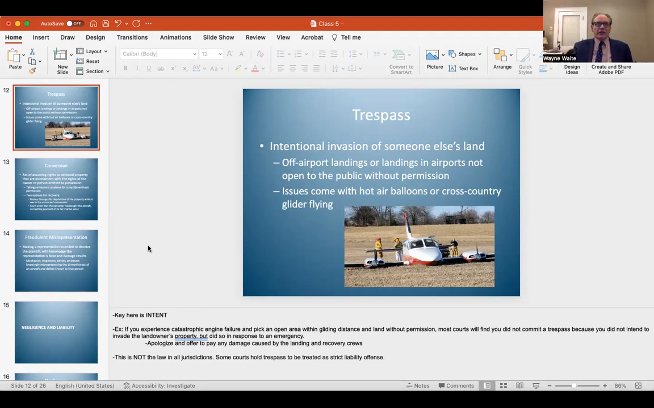You know, the key there is to apologize, to take the high road, offer to pay for any damage, notify your insurance company, and the insurance company may pay for damage caused by the landing and recovery crews. You know, this is not the law in all jurisdictions, I should point out, and some courts will hold trespass to be treated as a strict liability defense or a strict liability offense, which means if you trespass onto another's property without permission, then that's an intentional invasion.